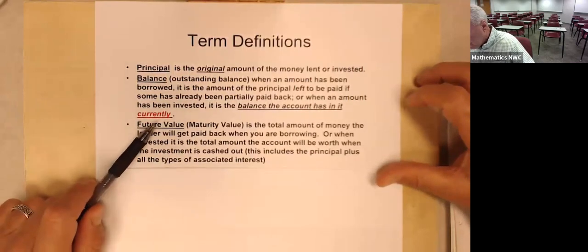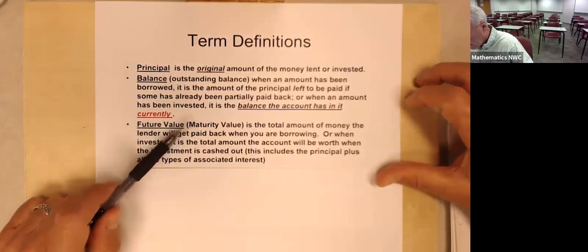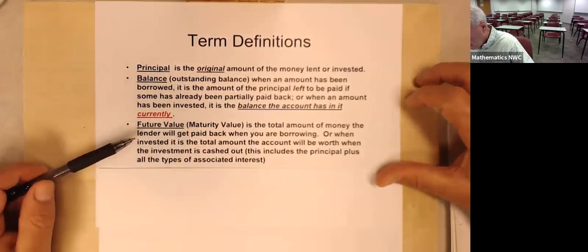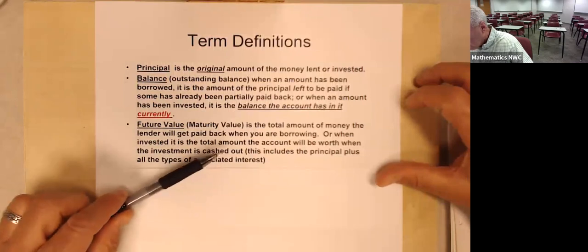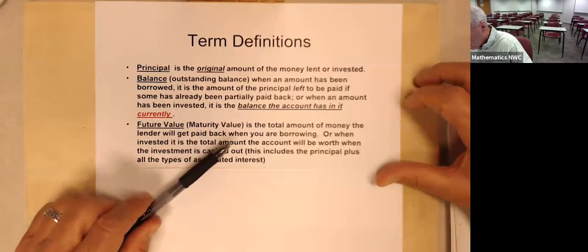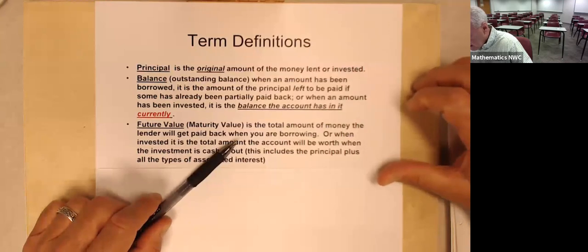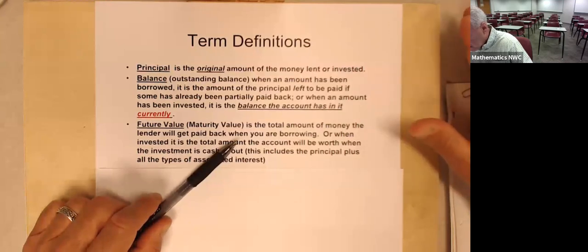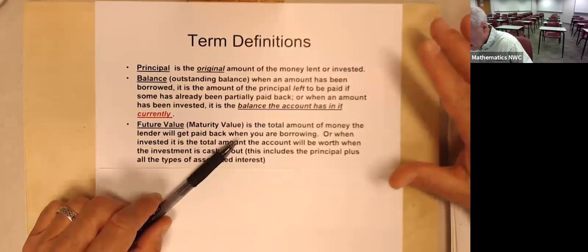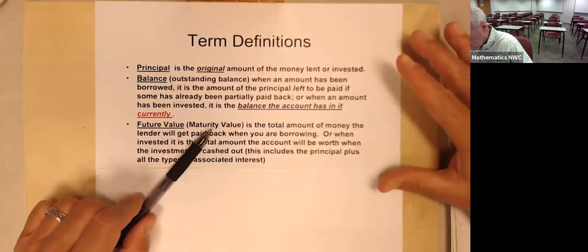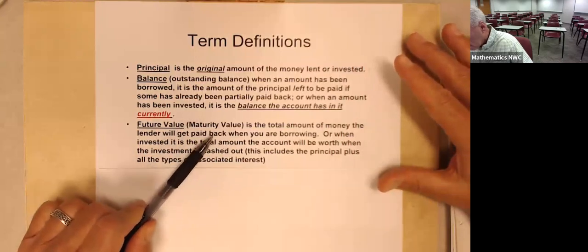The future value, sometimes called the maturity value, is the total amount of money a lender will get back when you're borrowing. For example, if I borrowed $10,000 and I pay it all back plus the interest, say I pay back $500 of interest, then the future value would be the $10,000 plus the interest.